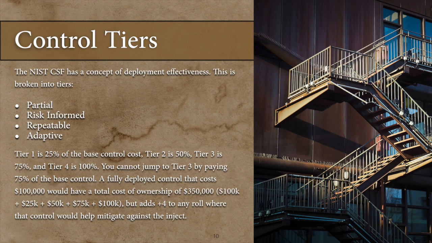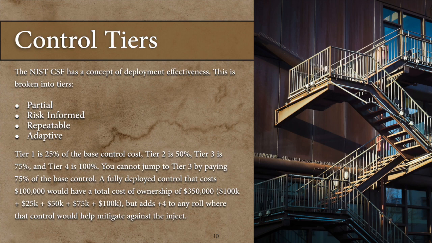So, to be partially deployed, meaning you've deployed the tool, plus you've done a little bit of work to it, making it partially deployed. It's not just in the rack consuming electrons. You would take the total cost of the control from your player's guide, subtract that from your total, and to get the additional modifier for your deployment, you would add 25% of the base cost. To get to risk-informed, Tier 2, 50%, Tier 3, 75%, Tier 4, 100%. You cannot jump to Tier 3 by paying 75% of the base control.